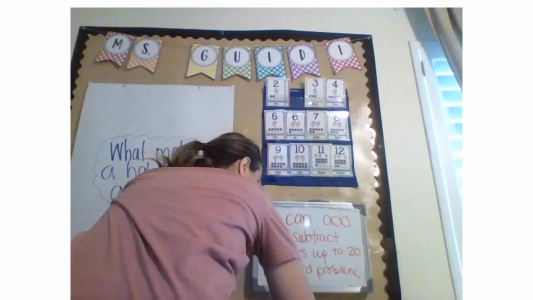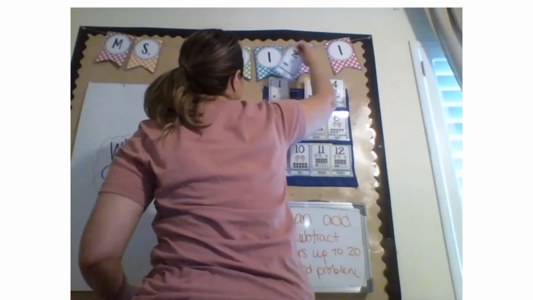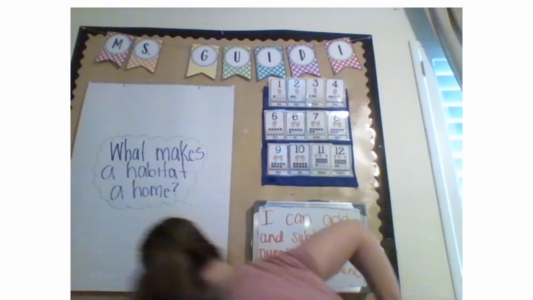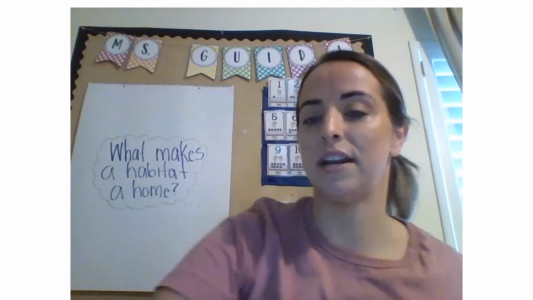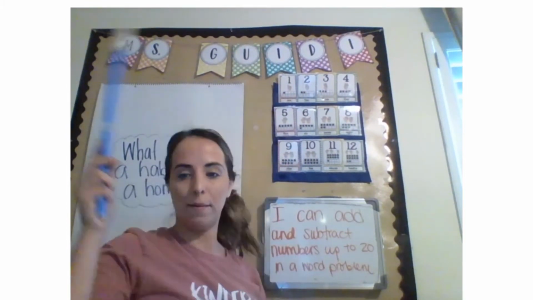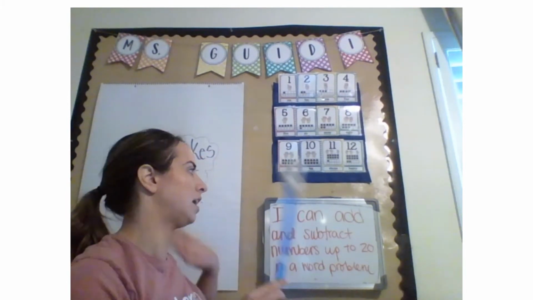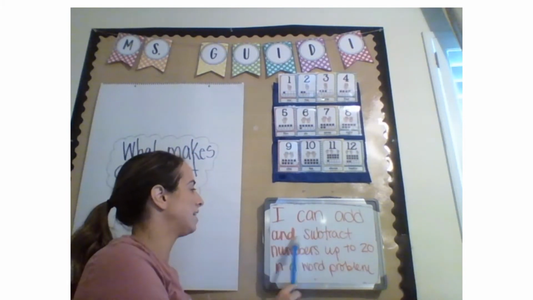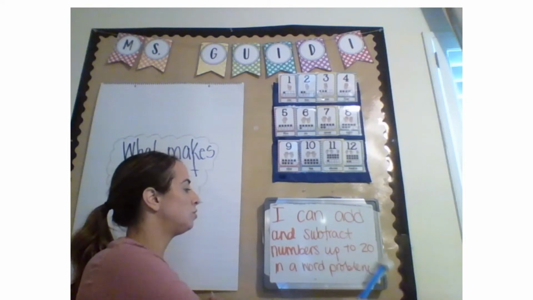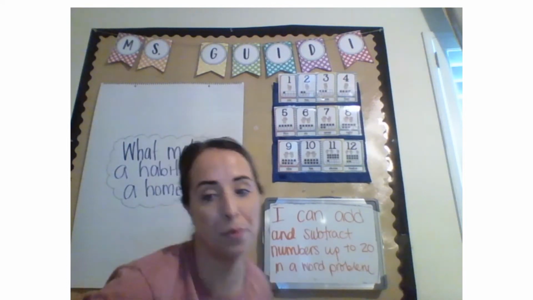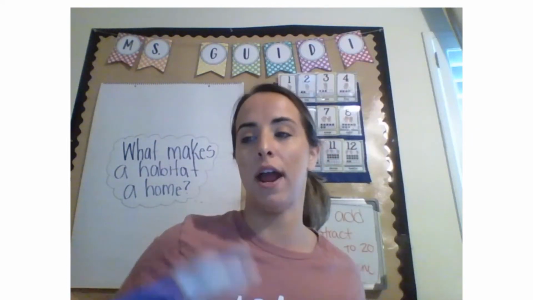All right, let me put this down here and fix my numbers. All righty, so let's read our target, and don't worry about this anchor chart behind me. This is for reading. I can add and subtract numbers up to 20 in a word problem. All right, so here we go.